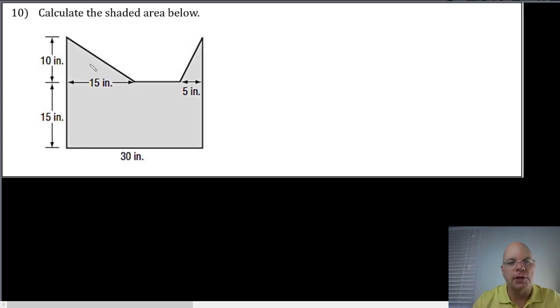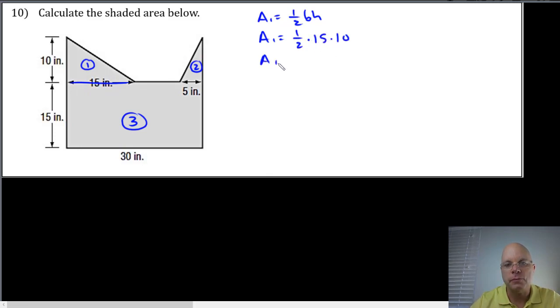Calculate the shaded area below. There are different ways to do this. I think in this case, the way this dimension is shown, you can almost visualize this triangle. I'll call this area 1. This other little triangle here, area 2. And this big rectangle, area 3. So area 1 is 1/2 base times height. I'm going to call this the base. So area of shape 1 is 1/2 of 15 multiplied by 10. I'm going to associate and multiply these together first. So half of 150, which is 75 inches squared.